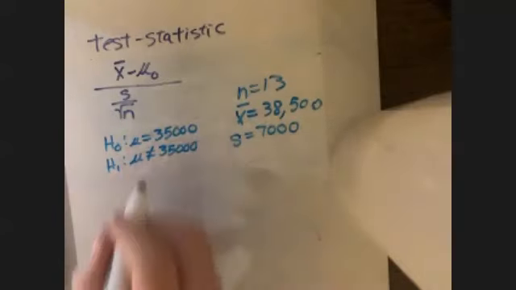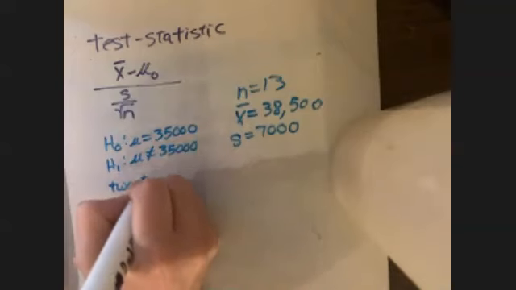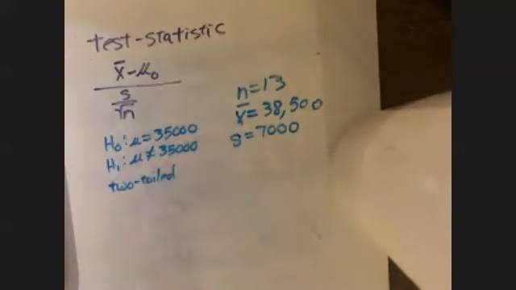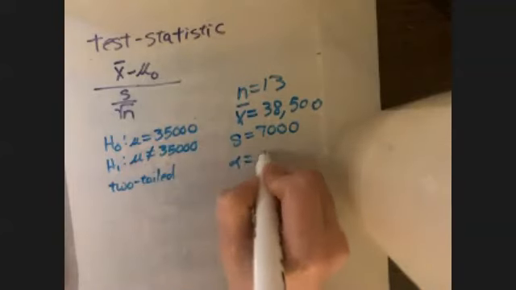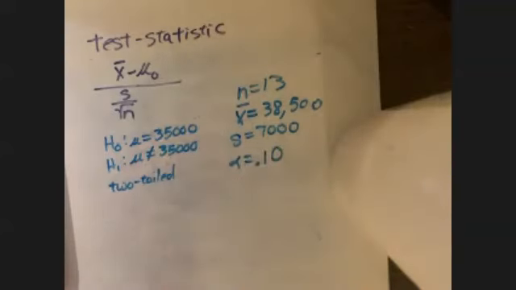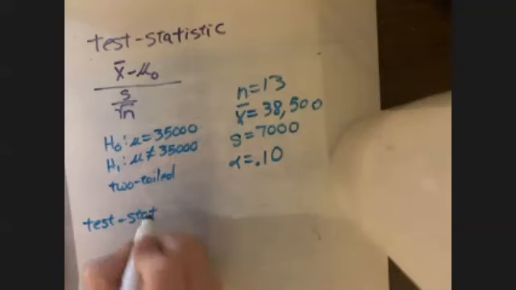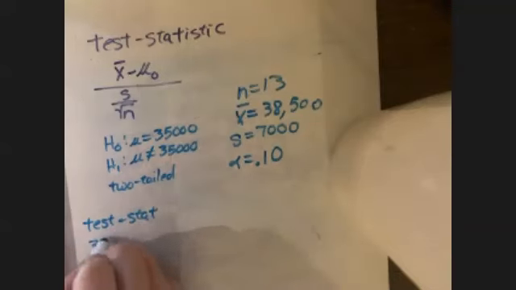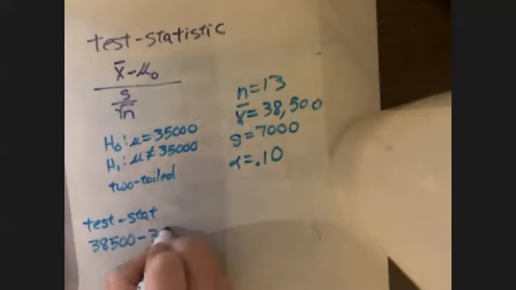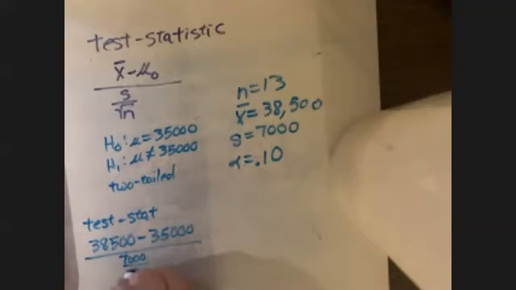Okay, so right now, because of that not equals, we know we are in two-tailed. And since I'm going to be doing this with p-value, I know that means I'm going to have to double any of the values that come out of our table. Now, they want us to use alpha is 0.10 for this one. Next thing is we're going to go ahead and find our test statistic. Okay, so we are 38,500 minus 35,000 over 7,000 over the square root of 13.